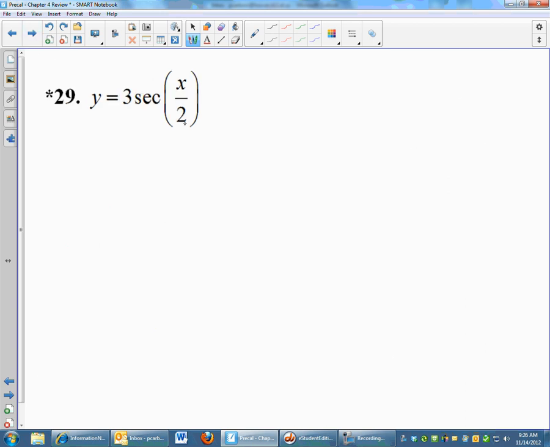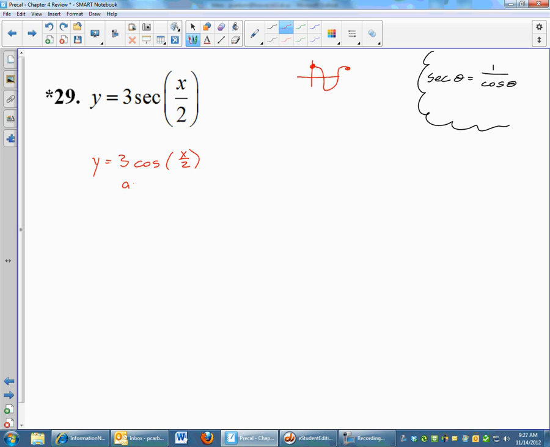3 secant of x over 2. All right, now if you remember, secant of anything is 1 over cosine, right? Y'all remember that? So when I graph secant, I actually start by graphing y equals 3 cosine of x over 2. I'll let this graph of 3 cosine x over 2 be my base graph in order to generate the secant graph. So cosine, I know, starts up here at the amplitude and finishes a period like that.